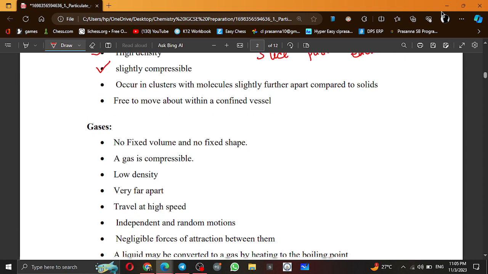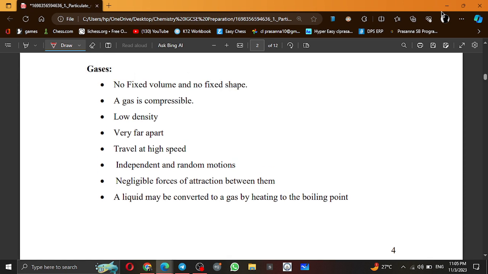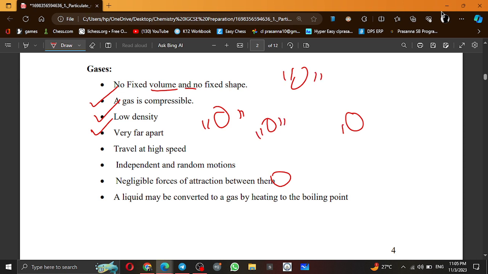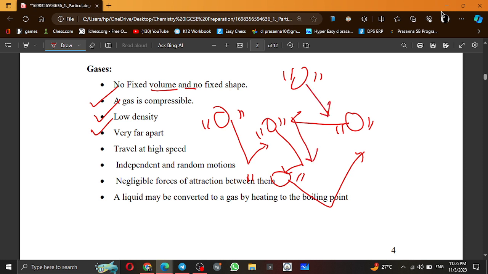Then we have gases: no fixed volume and no fixed shape. They are compressible, with low density. The molecules are far apart, moving at high speed, randomly, with very negligible force of attraction between them. So there is random motion of their particles. A liquid may be converted to a gas by heating it to its boiling point.